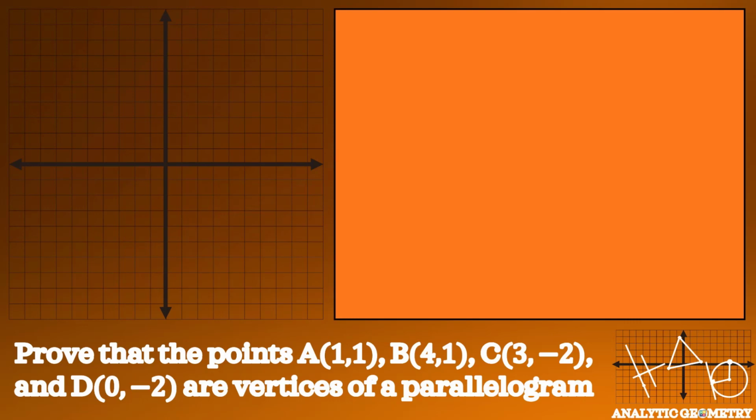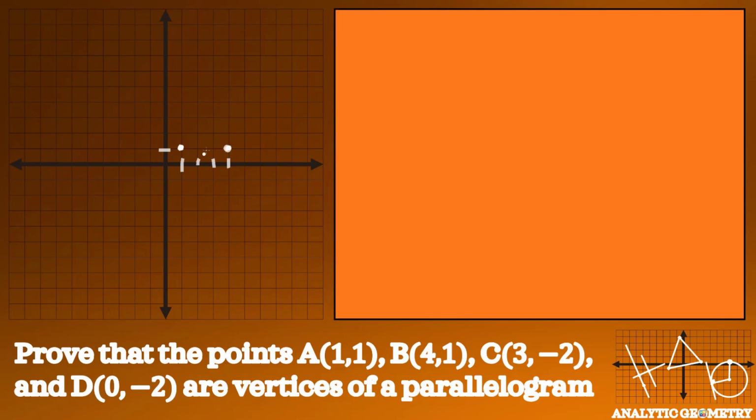But first, let's try to illustrate them here in this Cartesian plane. A is at (1, 1). Let's consider each grid of this Cartesian plane to be one step, and of course we know that our horizontal axis is our x and this is our y. So (1, 1), this is point A. Let's label them later. Next is B at (4, 1): 2, 3, and 4, and 1 here.